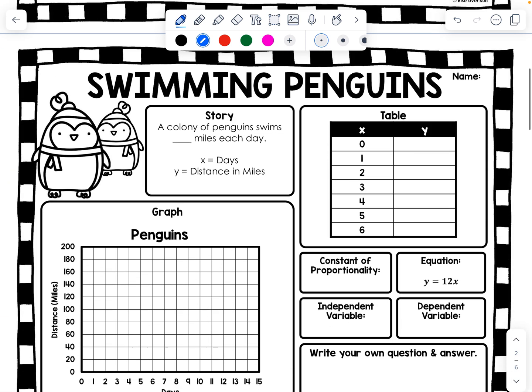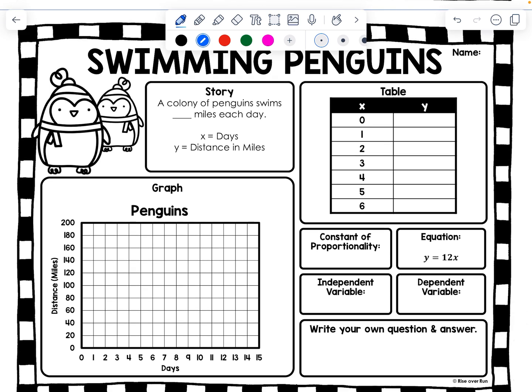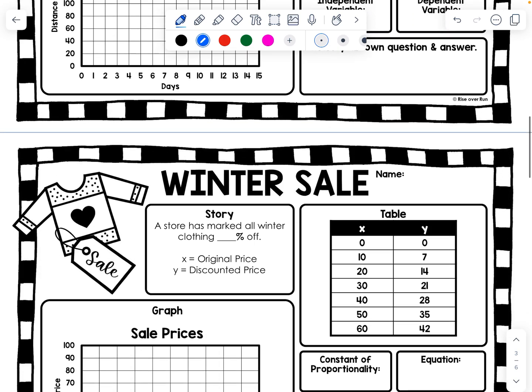The same thing with swimming penguins. Swimming penguins has some information, but oh, I can see it right here. It has an equation, all right? So you're going to use the equation for that. So we know that this is the concept of proportionality, right? So you're going to use it to fill out the table, all right? And it says here, a colony of penguins swims blank miles each day. So we're talking about how many days, which is 1. Each day is 12 miles, okay? So I'm giving you a little bit of a clue. So you're going to fill out the graph and the rest.